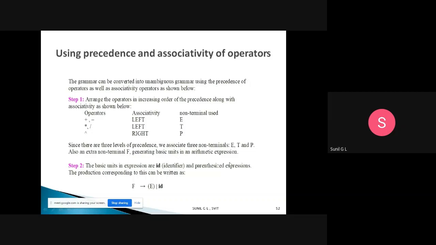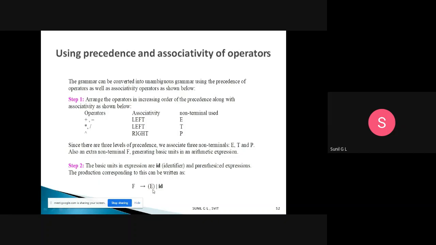When you are converting an ambiguous grammar to an unambiguous grammar, we will go from the basic unit. Here the basic unit is what we derive, for example the string id plus id star id. The base final thing is a set of terminal strings, so that's why we take the basic unit as the first step.